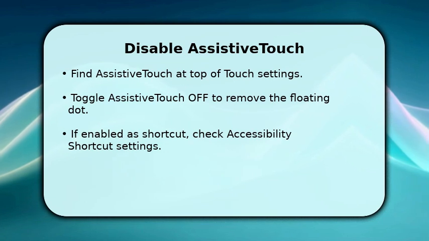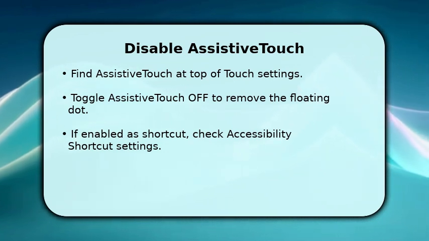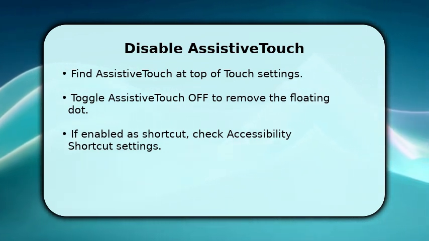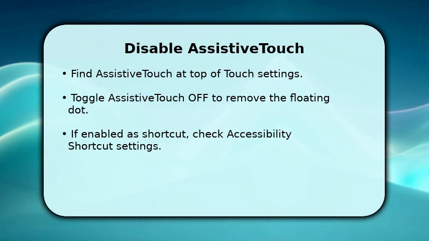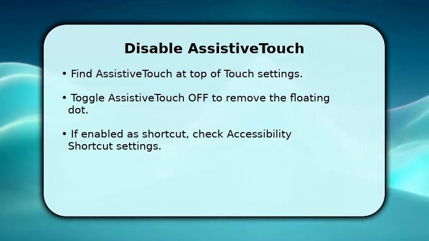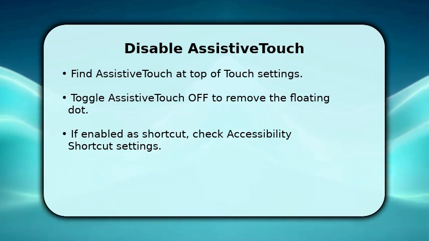Sometimes Accessibility Shortcut can re-enable it with a triple click. To prevent that, go back to Accessibility, scroll to Accessibility Shortcut at the bottom, and confirm AssistiveTouch is not selected. Doing both steps stops the dot from returning unexpectedly.